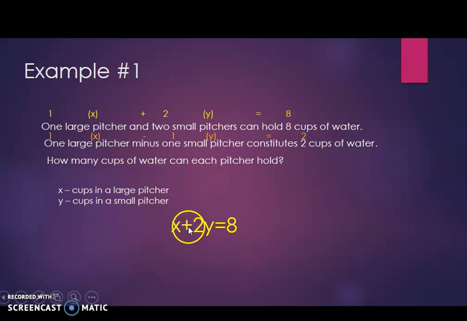So your first equation is X plus 2Y is equal to 8. Your second equation is X, large pitcher, minus Y, small pitcher, equals 2 cups of water. So there's our system of equations. Now to solve that, we would solve by graphing, because that's the only way we know how to do it. And like I said on Thursday and Friday, the good thing about Desmos, our online calculator, is you don't have to have it in slope-intercept form. All you have to do is go to Desmos, type in X plus 2Y equals 8, X minus Y equals 2, and solve and graph it. You get your solution.